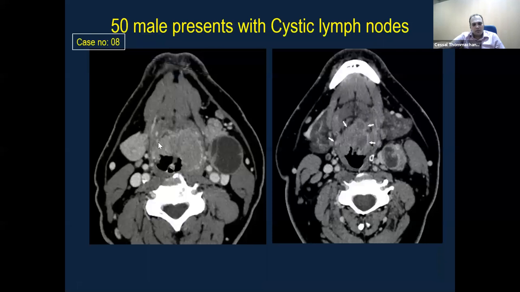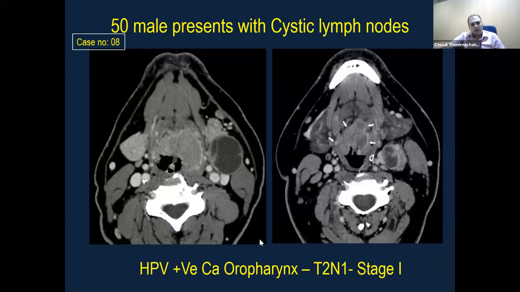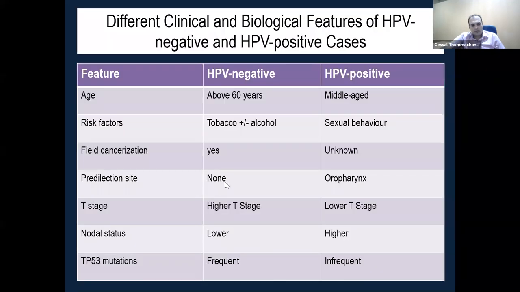Now, a middle-aged man presents with cystic nodes. You have a tumor in the base of tongue, extending into the vallecula, also cystic lymph nodes in the level 2 region. This is the primary tumor. You have to think about P16 positive carcinoma oropharynx. Most of them, the small primary, large nodes, cystic nodes, and most of them may not have a history of smoking or alcoholism.